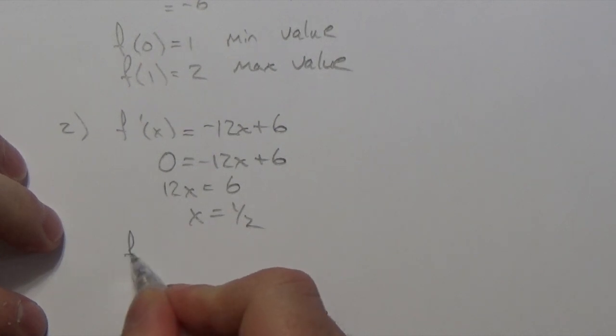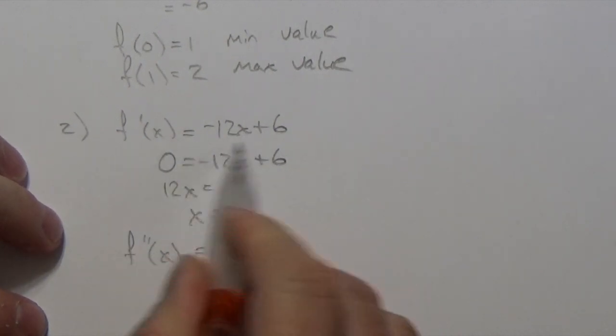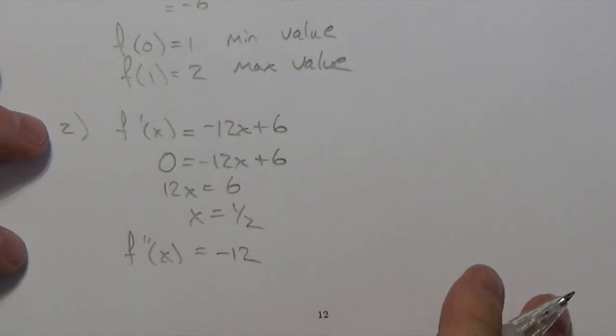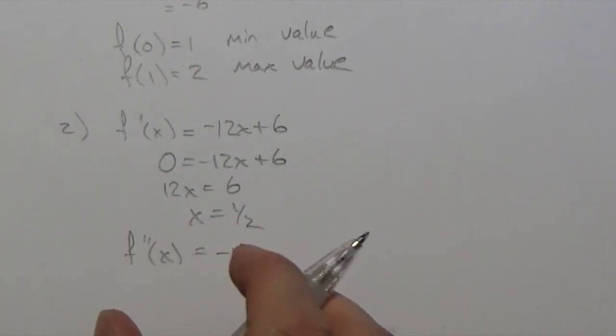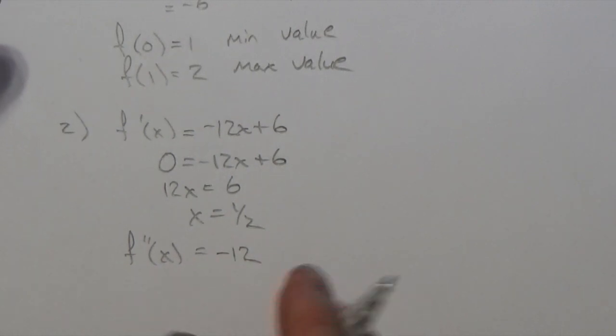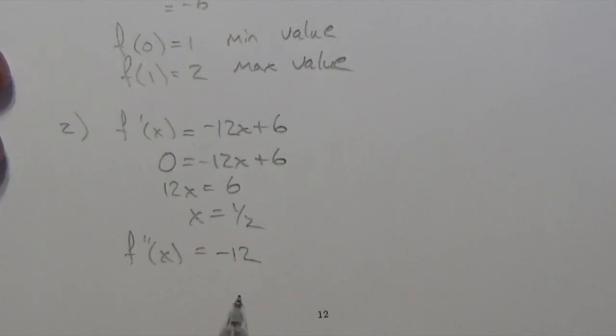Now I'm going to take my second derivative, and my second derivative here is negative 12. Just negative 12. Now, because my second derivative is negative, I know that this function is concave down. But because it's not a function of x anymore, it's just a constant, that tells me that it's always concave down. And that actually makes sense because it's a parabola. The curvature you'd expect would be the same all the way through the function there. It's always going to be concave down.